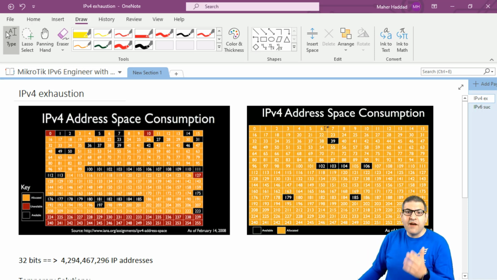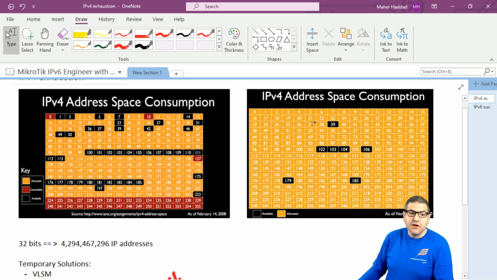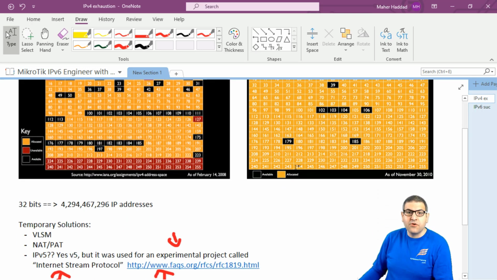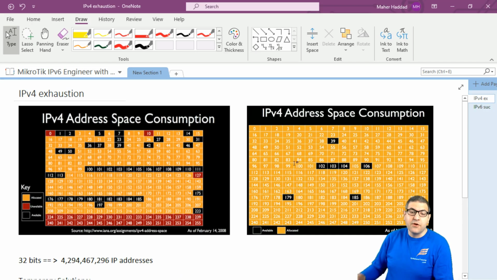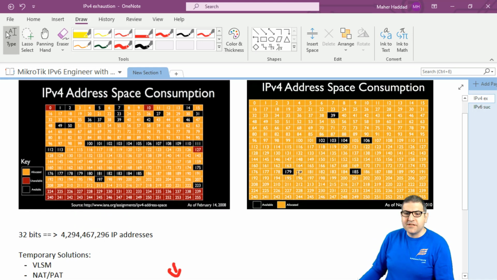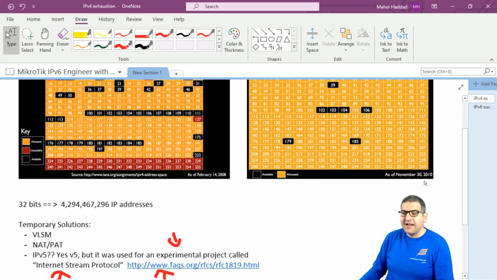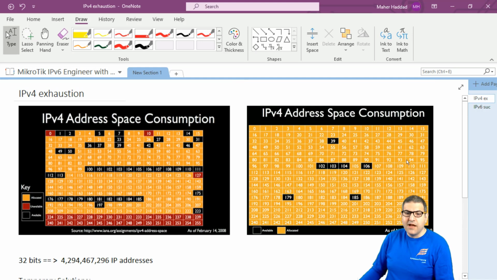Now, we also have IP version 5, but IP version 5 was fully used for a project called Internet Stream Protocol, and that's why we have IP version 6 and not IP version 5. So this is what I wanted to explain in this lecture, just an idea of where we are now and what we have. If you look at this picture from 2010, it is almost full, and I took those pictures from IANA, so we will learn later what IANA is.